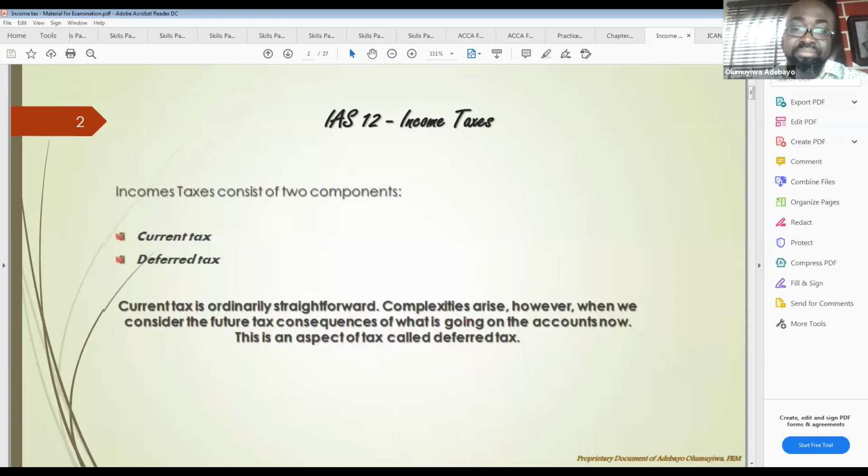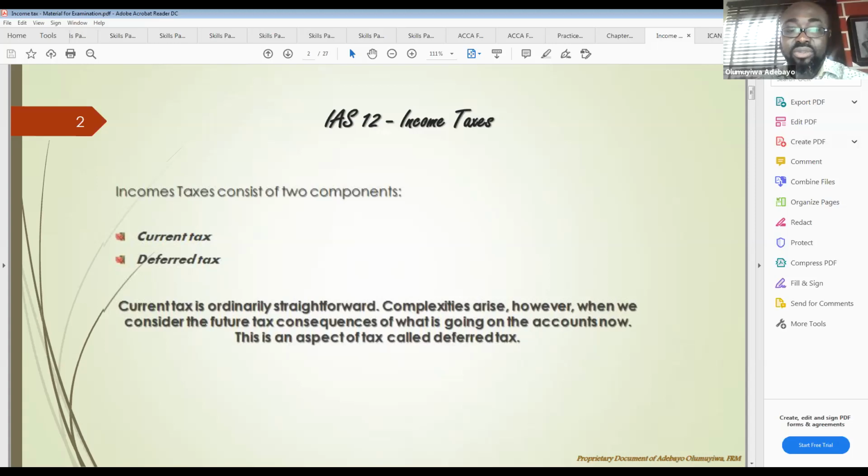Tax can be levied on revenue. Tax can be levied on income. Can be levied on production or output. Means all of these are bases of taxation. Okay, but what matters most is income tax. And I'm going to explain why.